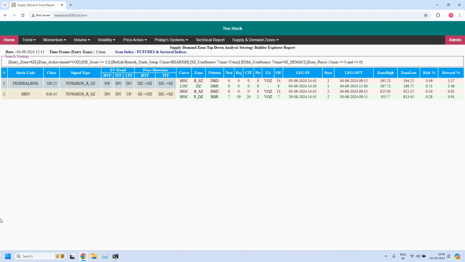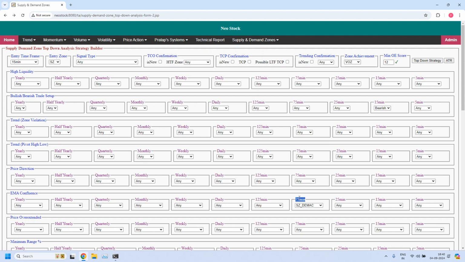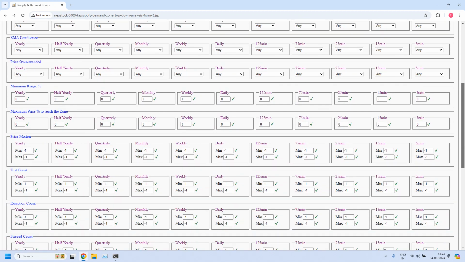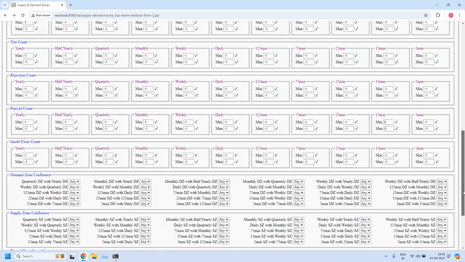They are having, supply zones are having EMA confluence, and also observe both the zones are high liquidity zones. And also some 15 minutes, 75 minutes zone confluence is there. So this is the bearish trade setup for daily income trade. Now let's look for LTF, ITF, HTF confluence by removing this EMA confluence filter. I removed the EMA confluence. Now let's look for LTF, ITF and HTF supply zone confluence.